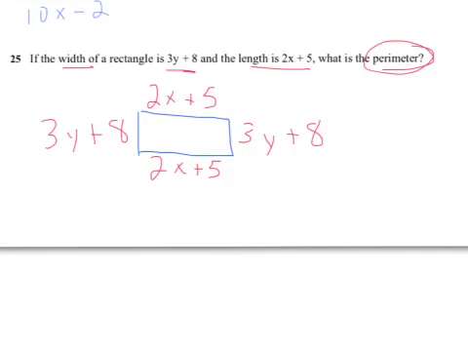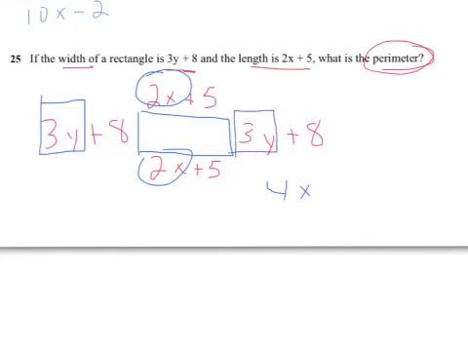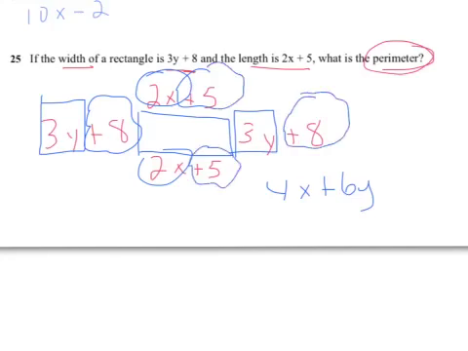Okay. So I have 2x here and 2x here. That gives me 4x. Then I'll take my y's. So I have 3y plus another 3y. So that's plus 6y. And then I'll take the constants. So there's a plus 8, plus 5, plus 8 more, plus 5. Okay? 5 plus 5 gives me 10. That 10 plus 8 is 18. Plus 8 more gives me 26.